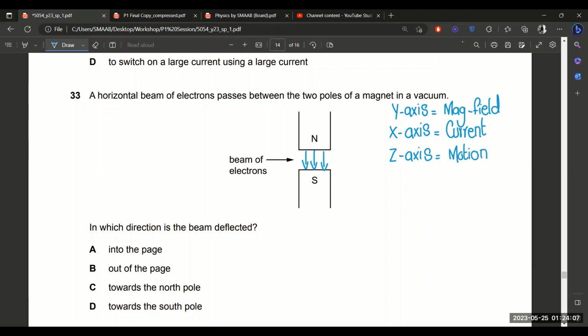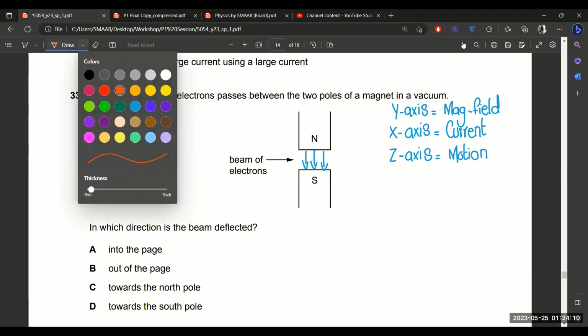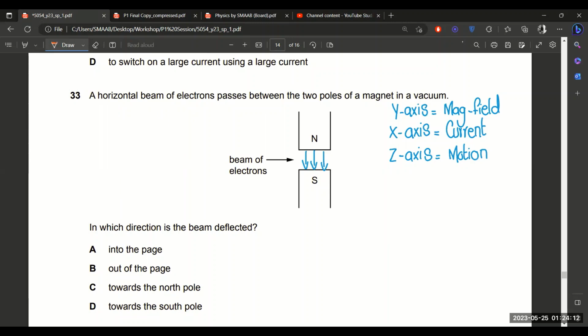Now we need to use the left hand rule over here. According to the left hand rule, the first finger represents the direction of the magnetic field, the second finger represents the direction of the electric current, and the thumb represents the direction of motion or the deflection.